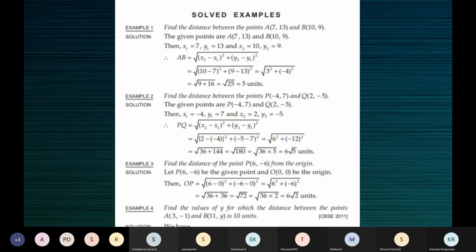Square root of, so say PQ. PQ is equal to square root of difference between abscissa, the whole square, plus difference between ordinates, the whole square. So it is the square root of the sum of the squares of the difference between the abscissa and ordinates. Is the formula well understood?